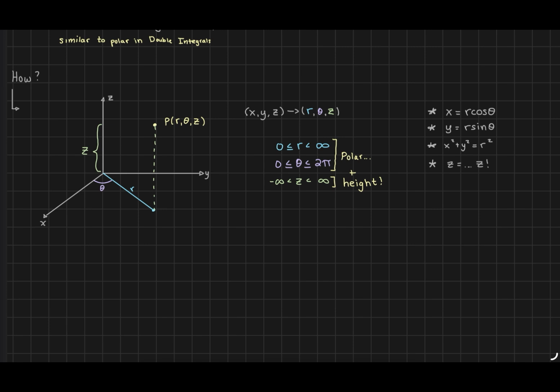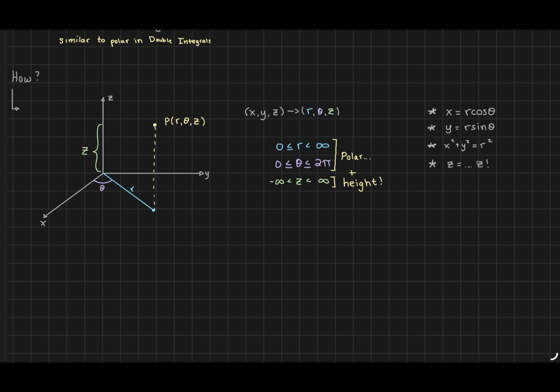So those are our polar coordinate bounds, but what are our bounds on z? Well, once again, it's not really bounded. It goes from negative infinity to infinity. We can represent any point on the z-axis with our r, theta, and z, right? So that's going to be going from negative infinity to infinity. Essentially, you can think of this coordinate system as polar plus height. We're going to be pretty familiar with this already because we already discussed this in double integrals. So how are we going to convert it?